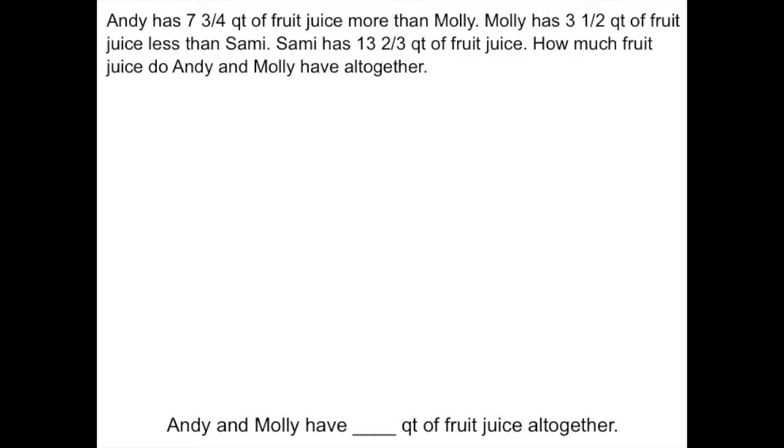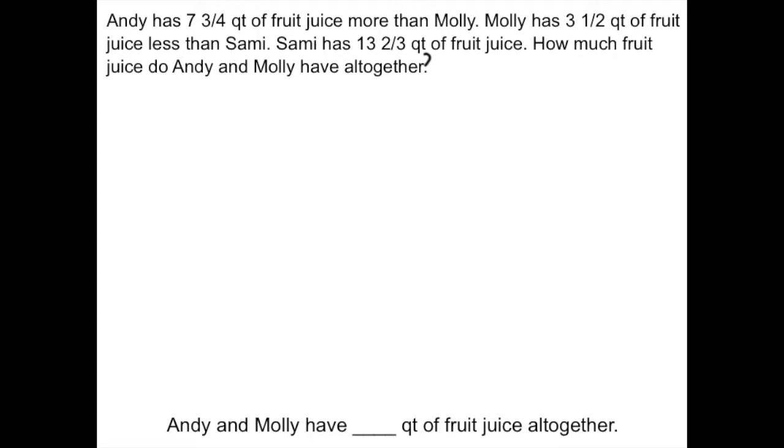On to problem 1G. Andy has 7 3/4 quarts of fruit juice more than Molly. Molly has 3.5 quarts of fruit juice less than Sammy. Sammy has 13 2/3 quarts of fruit juice. How much fruit juice do Andy and Molly have all together? And that should be a question. My sentence on the bottom says Andy and Molly have blank quarts of fruit juice all together.